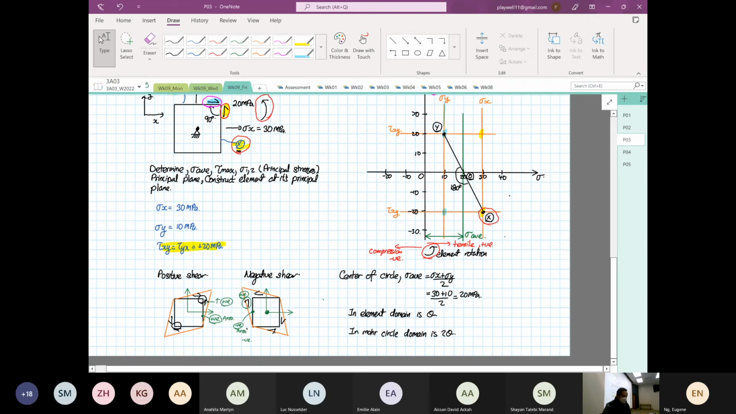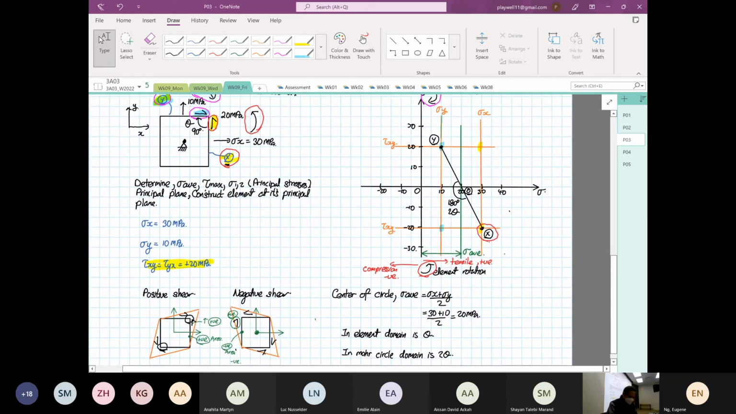So this is another important thing to know. I'll write here, this is theta, and over here is 2 theta. Oh, this circle looks kind of a mess. Okay, I'll let you guys copy some more.